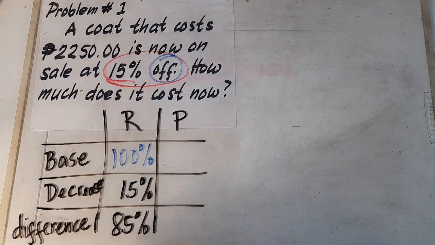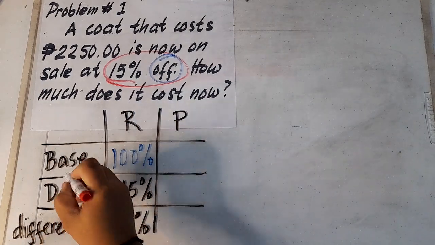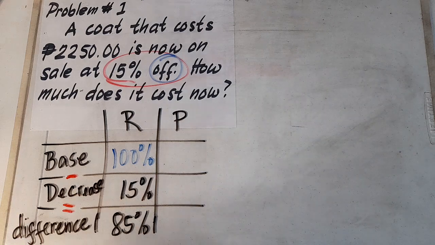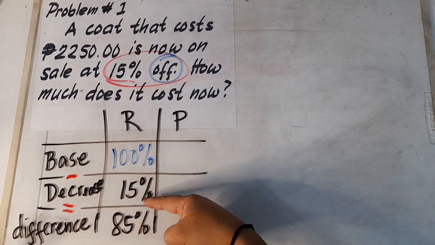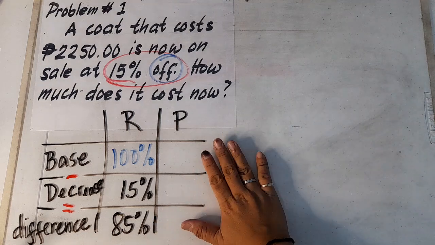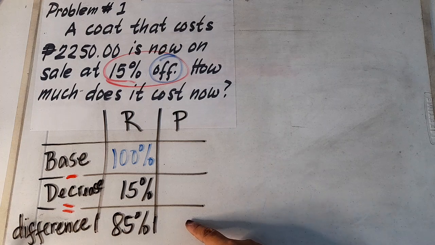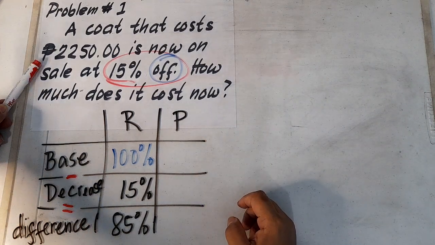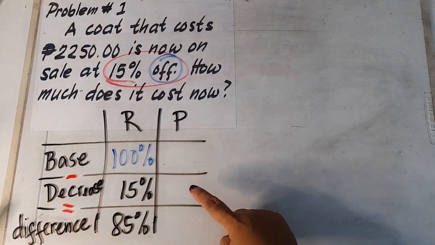Okay? So, nag-minus tayo. Base, lagyan natin dyan. Base minus decrease is equal to difference. So, ganun din ang gagawin natin nun. Pababa. 100 minus 15 is 85. Now, let's have now the percentage column. Puro amount ito. Saan natin ilalagay yung 2,250 pesos? Doon ba siya sa base or doon sa decrease?